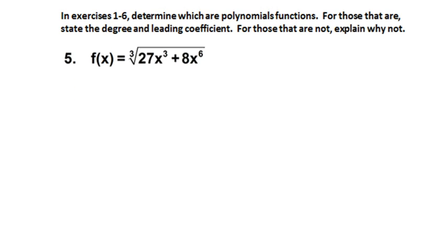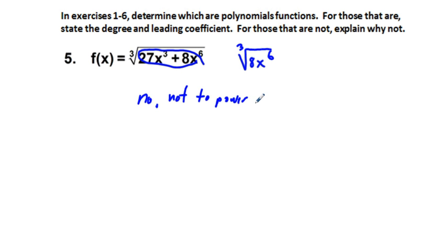Okay, next, problem 5. In this case, it's kind of complex here. We could take the cube root of this. But in this case, you do not have a non-negative integer, right? Because you're going to have the 3rd power of the highest one, which is going to be 8x to the 6th. But you can't undo this whole thing, right? So we would say no, not a polynomial function, the power is not a non-negative integer.